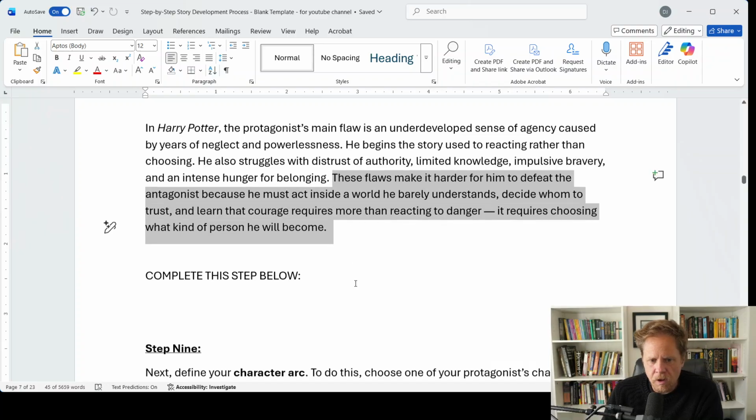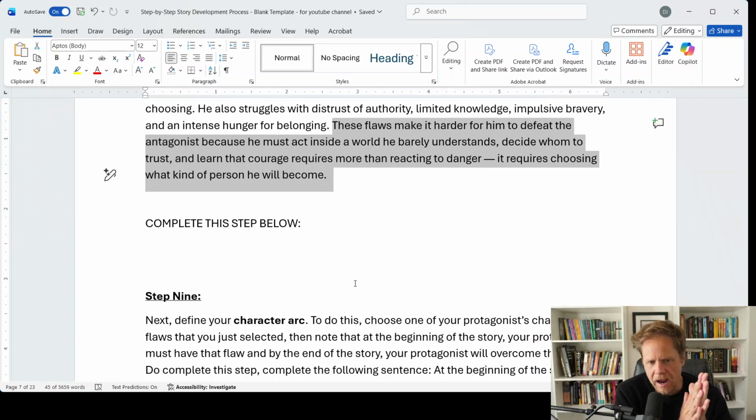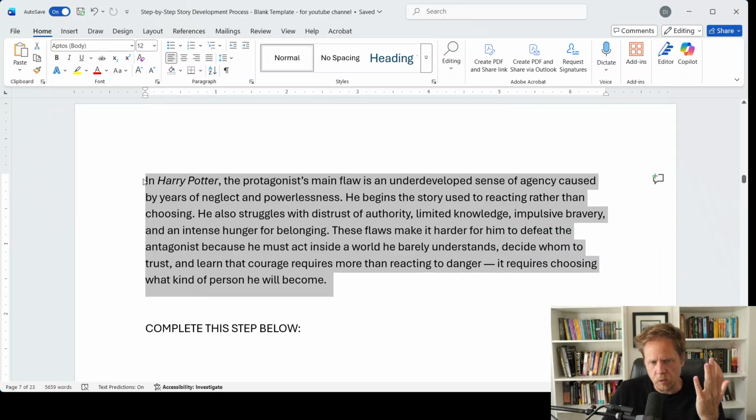Okay? These flaws, this is important, make it harder for Harry to defeat the antagonist because he must act inside a world he barely understands, right? He has limited knowledge. He doesn't know the world of wizardry yet. He must decide whom to trust. He has trust issues due to his parents, which makes it more difficult. And he has to learn that courage requires more than just reacting to danger. It requires choosing what kind of person he will become, okay? So that's an example of a good completed step if we were writing the book Harry Potter.